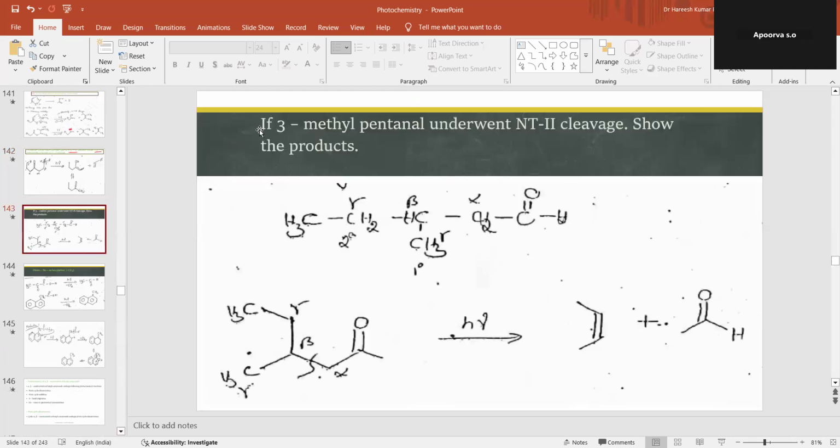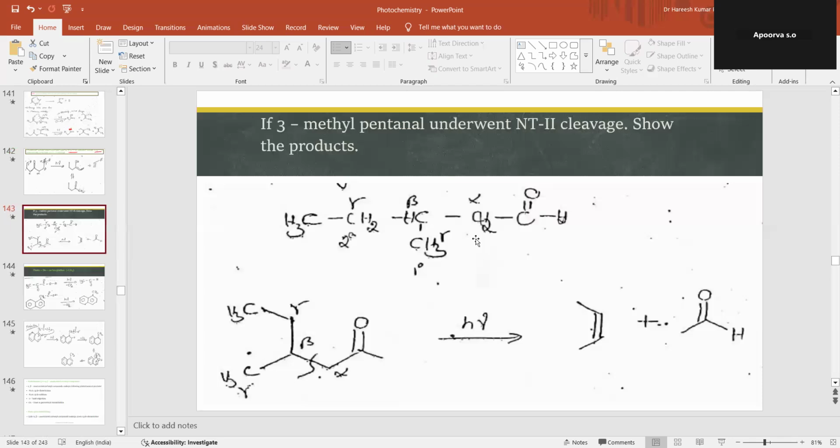What is the question? If 3-methyl pentanol underwent Norrish type II cleavage, show the products. This is the 3-methyl pentanol. This is the 3 position and this is the 1 position.